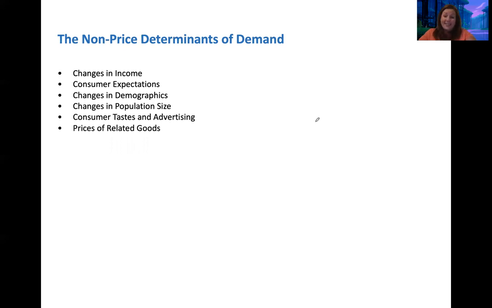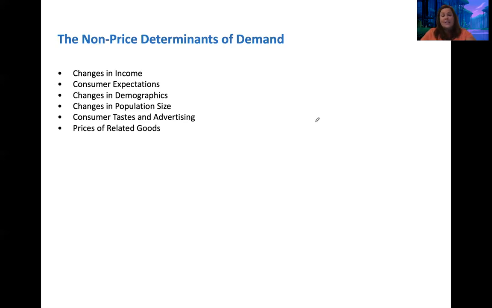Consumer tastes and advertising. Advertising is totally 100% designed to increase our demand, to make us want something and go purchase it. But consumer tastes also affect things. What was it, 10 years ago? The fad diet was fat-free, so everybody demanded fat-free products. Then it was low fat. Then it was low carb, so everybody was going for the low carb stuff. Now it's keto. Those are changes in consumer taste.